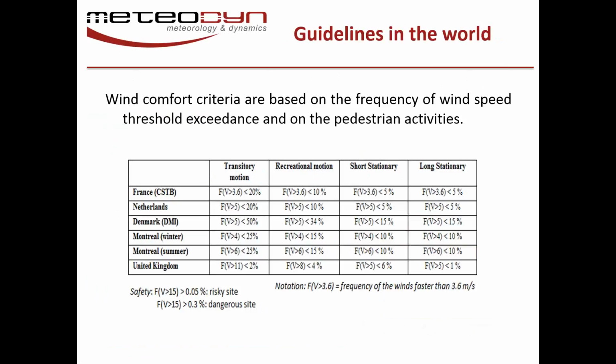And you can see the comfort is achieved if you respect these criteria, and the criteria are different. This is the frequency of exceedance. The velocity is different, and the activities are here. So, if you want to assess the comfort, you need to know which wind velocity definition you use. You have to know which activities, and we have to know which country.